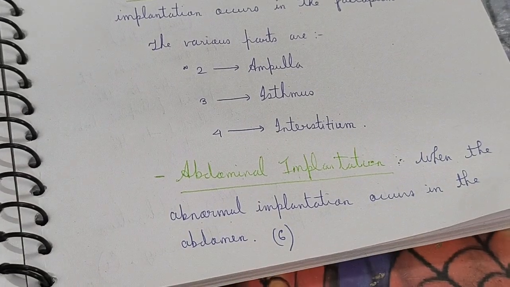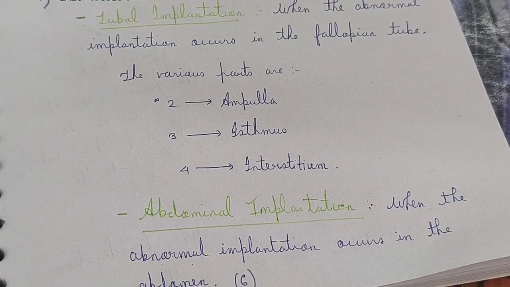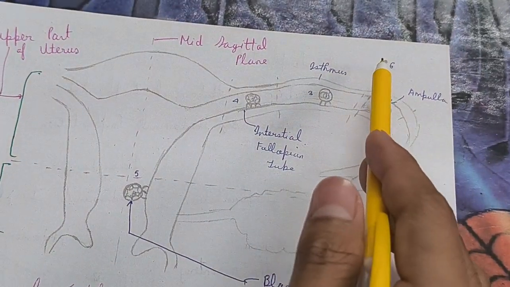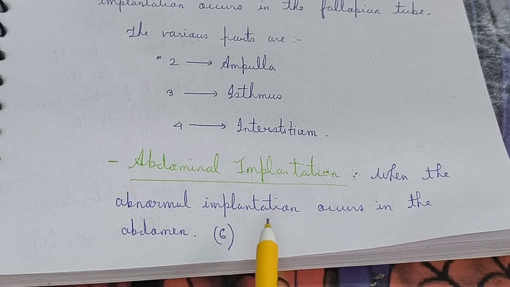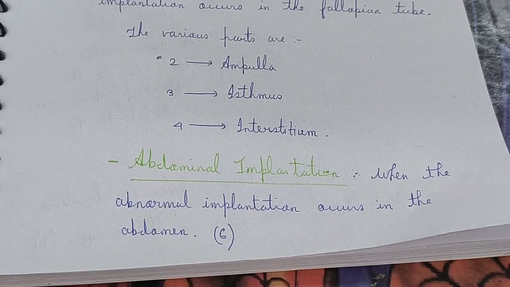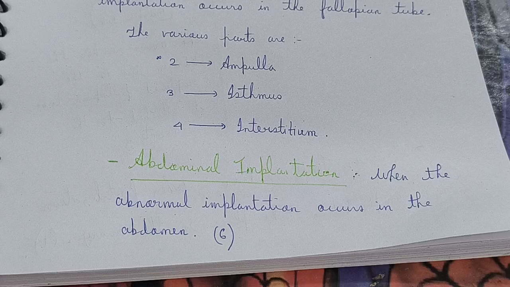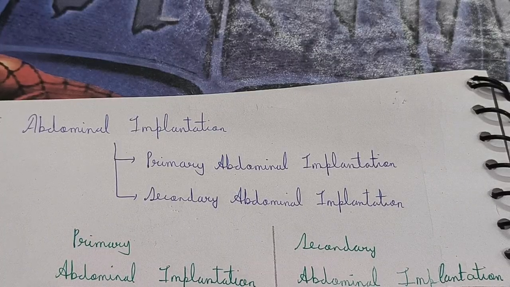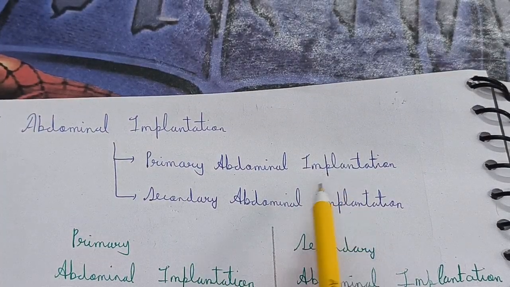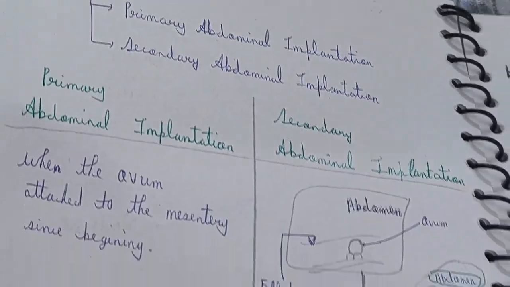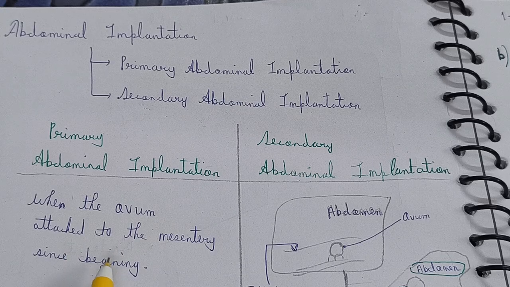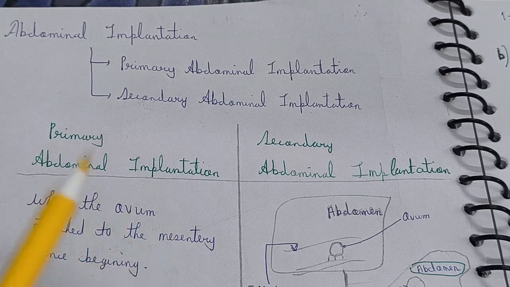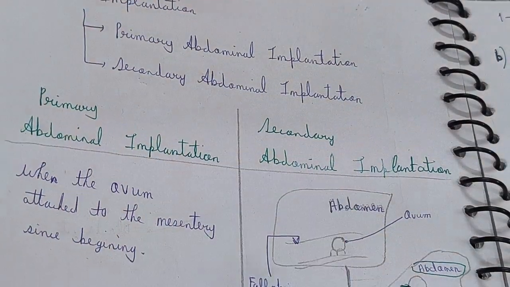And now about the abdominal implantation. Abdominal implantation you can simply see occurs in the abdomen, basically this sixth part. When implantation occurs in this abdomen, it is known as abdominal implantation, but it has two types, primary and secondary. So first, primary abdominal implantation. Here basically the ovum attaches to the mesentery of the abdomen since the beginning, so this is normal. But the secondary type is very interesting.